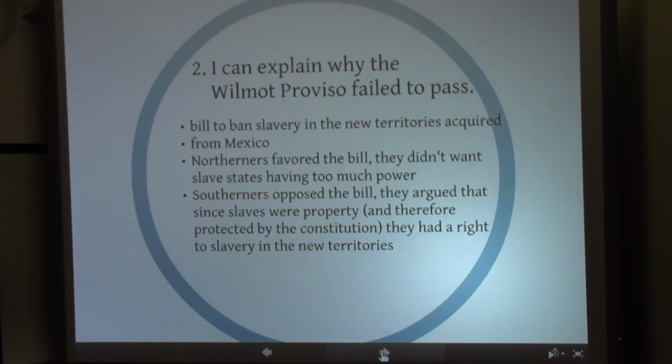Southerners were opposed to the bill, and they argued that since slaves were property, and by virtue of property protected by the Constitution, they had a right to slavery in the new states. The thinking by the Southerners was something like this: if I move to a new territory, I bring my slaves with me, they're property, therefore I have a right to have my slaves in those territories.